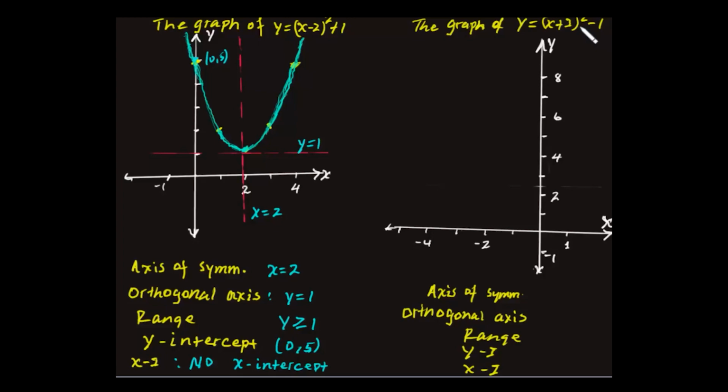Now the graph of y is equal to (x plus 3) the whole squared minus 1. First, (negative 3, negative 1) is the vertex. Negative 4 and negative 2 are the two x-intercepts, so the points are (-4, 0) and (-2, 0). The y-intercept is 8: when x is 0, 0 plus 3 is 3, 3 squared is 9, 9 minus 1 is 8. At negative 5 it is 3, and at negative 1 it is also 3. So the graph looks like this.